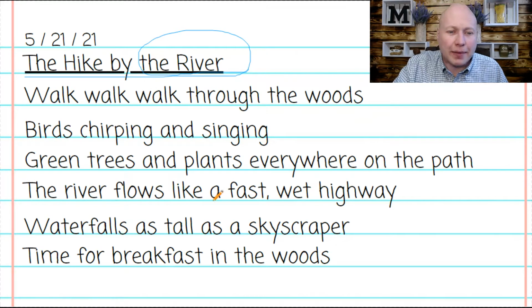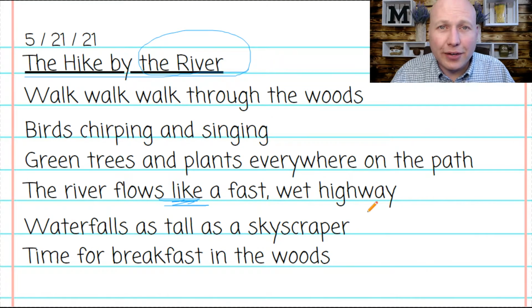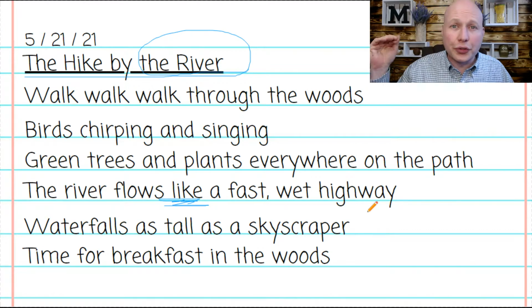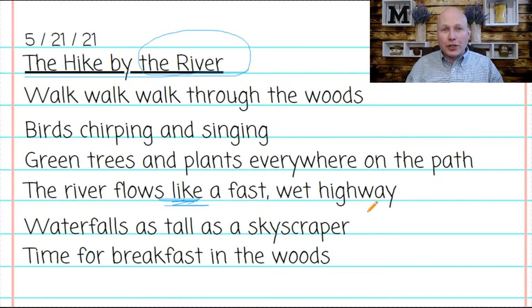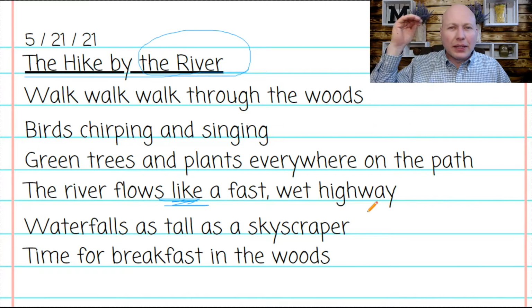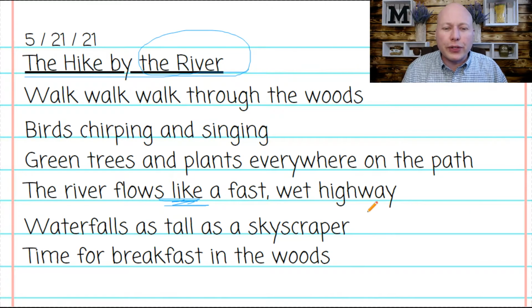So let's look at that. The river flows like a fast, wet highway. Think about the highway you're driving on, right? When you're driving down the highway, you're going really fast. This river was rushing by with lots of water. The river flows like a fast, wet highway. You can picture those cars zipping by. Picture that water just rushing by us as we walked.